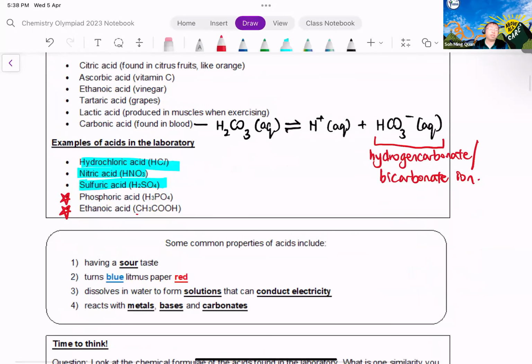Now, some common properties of acids that you've studied in lower sec. Acids have a sour taste. Acids will turn blue litmus paper red. Acids dissolve in water to form solutions, which can conduct electricity. Finally, in lower sec 2, you probably learned the reactions of acids. Acid plus metal, acid plus base, acid plus carbonate.